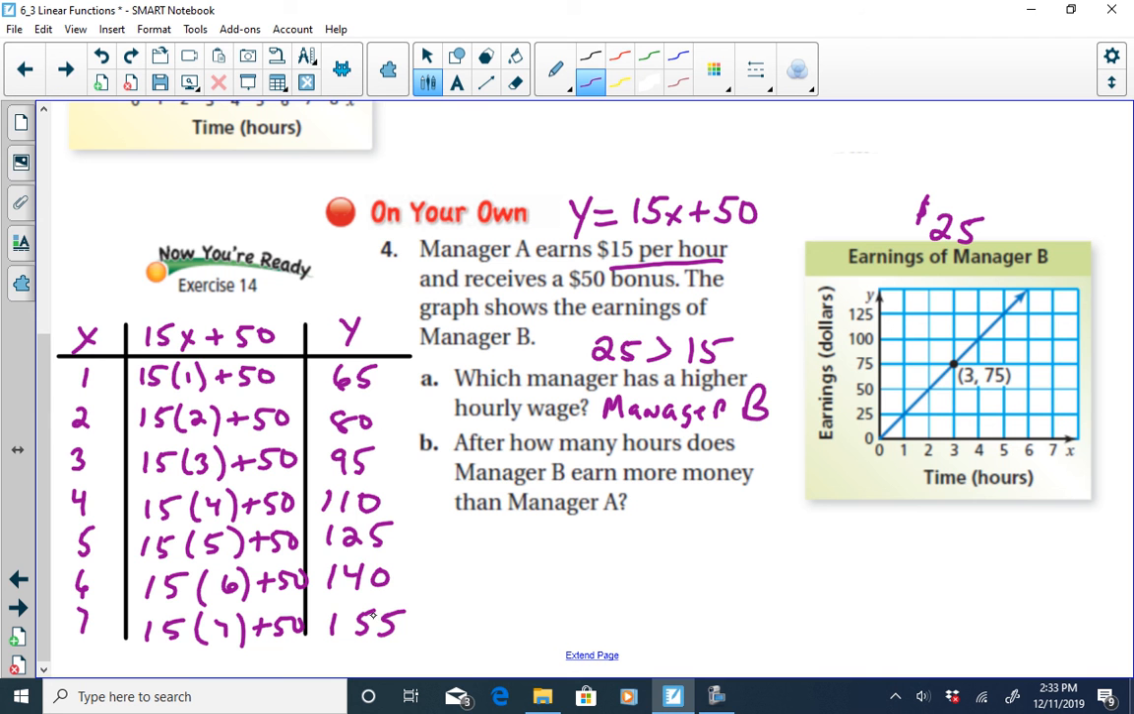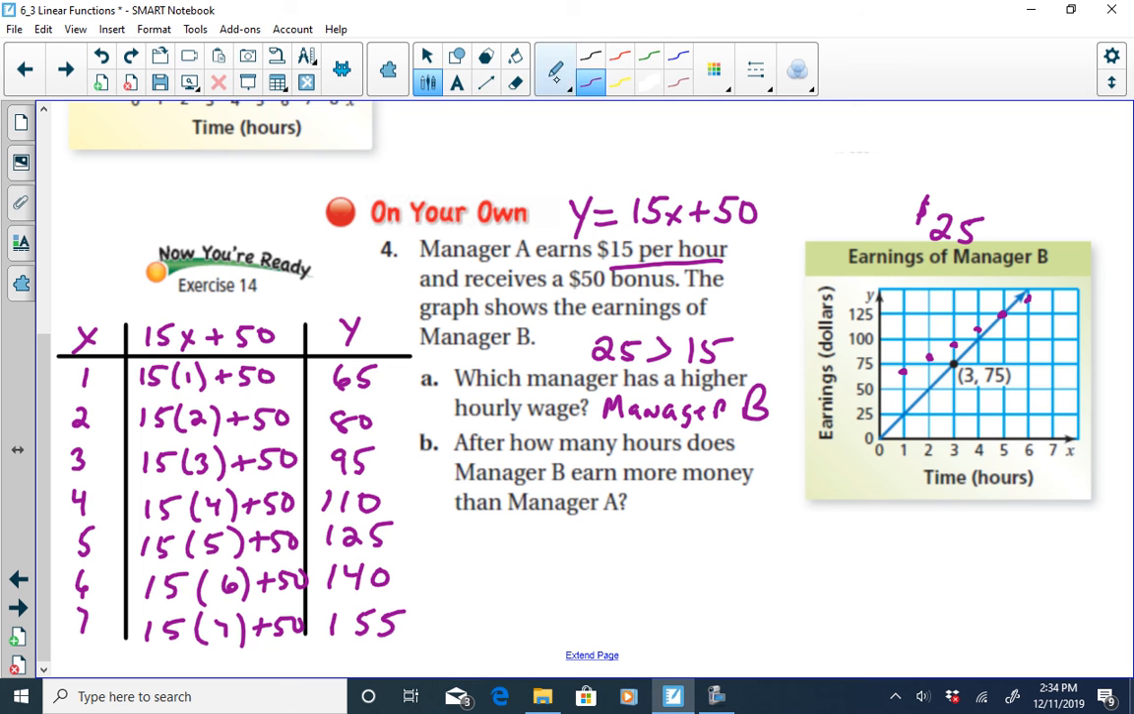Now let's see. If we graph those points, that'll help us see the line. 1 and 65 is going to be about here. 2 and 80, here's 2, 80 is just above 75. 3 and 95, 95 is a little bit less than 100. Then we have 4 and 110, a little bit above. 5 and 125, that's where they are the same. And then 6 and 140, that's going to be a little bit higher up here.